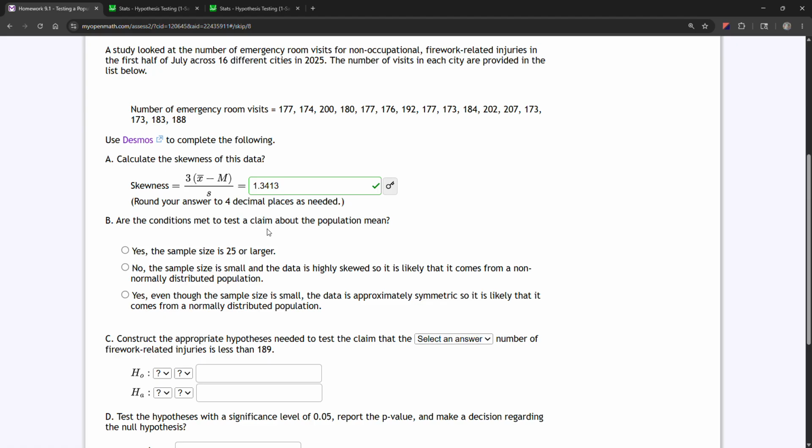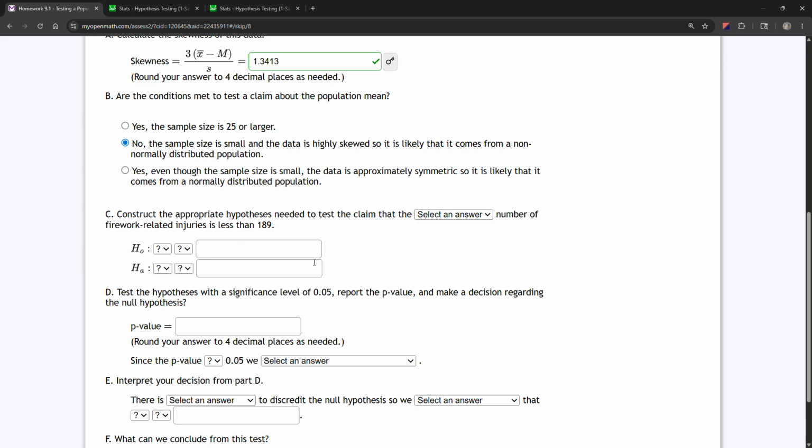Then we're asked if the conditions are met to test a claim about the population mean. In this case, we have highly skewed data and a small sample size since we only have 16 data points. So we would say that no, the sample size is small and the data is highly skewed, so it's likely that it comes from a non-normally distributed population.